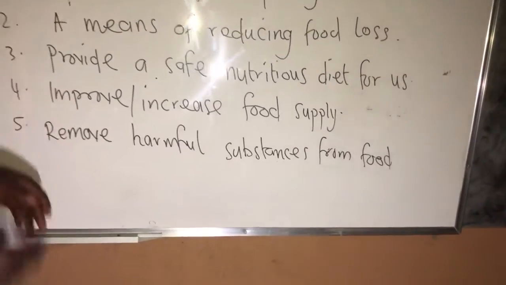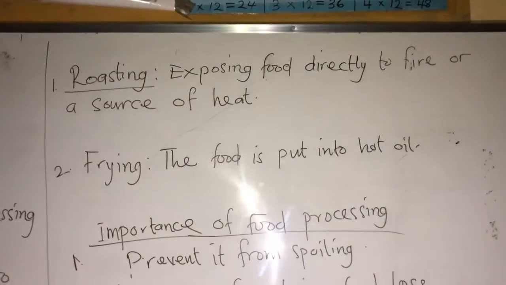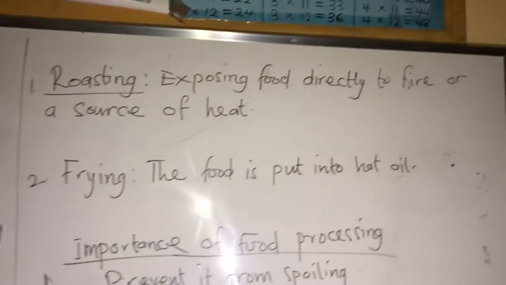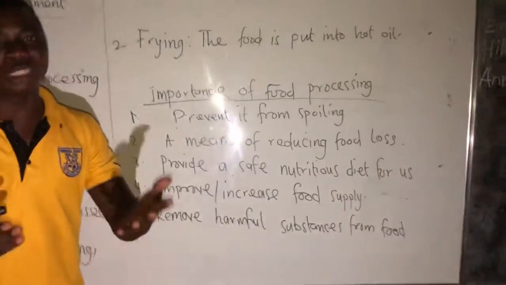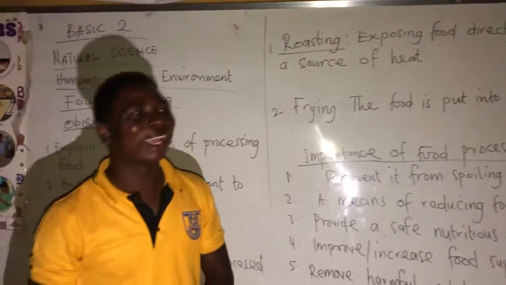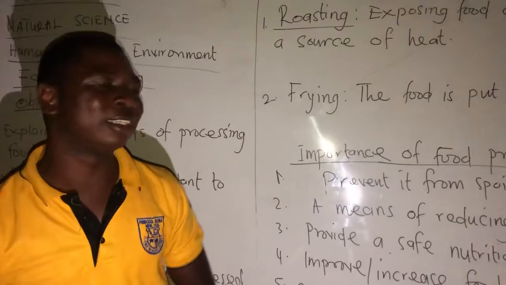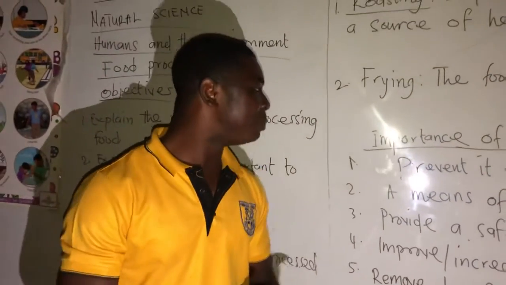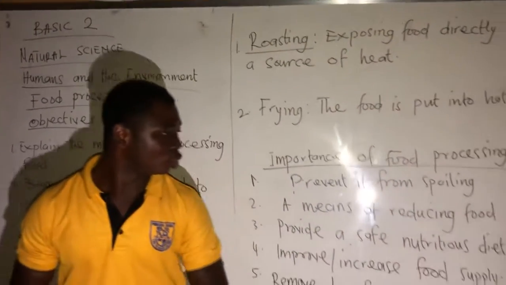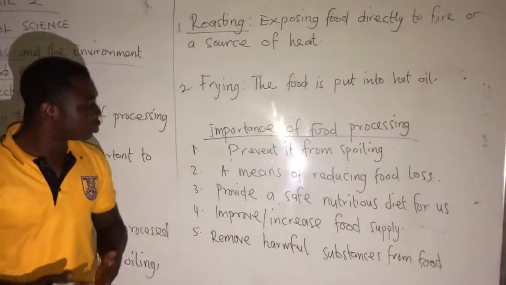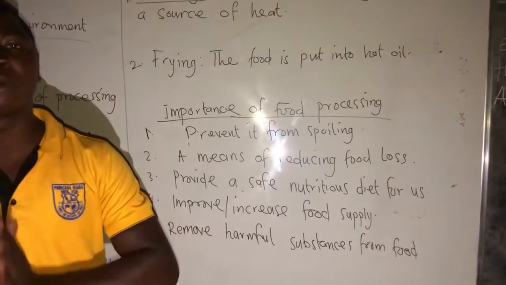So to bring the lesson to an end, I will ask you what we have learned so far. We have learned to explain some of the ways of processing our food. We talked about roasting and also frying. We talked about the importance of food processing: prevent it from spoiling, a means of reducing food loss, provide a safe, nutritious diet for us, improve or increase food supply, and also remove harmful substances from food.